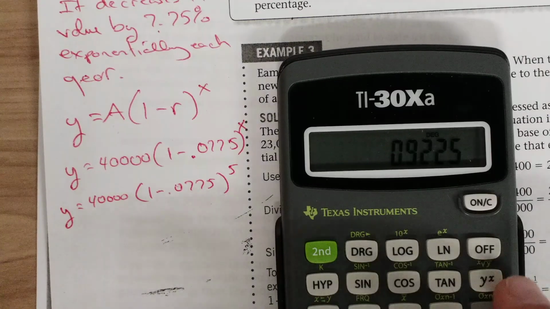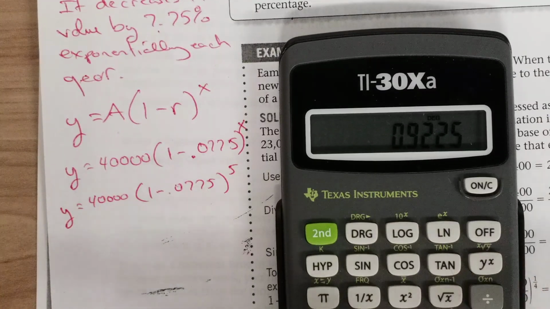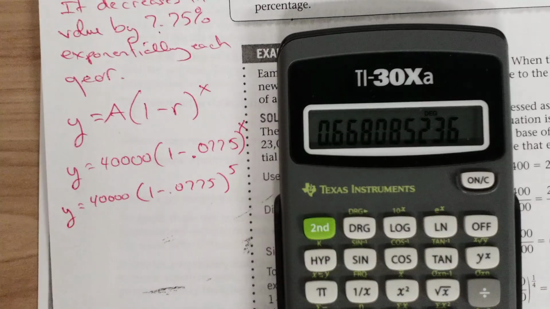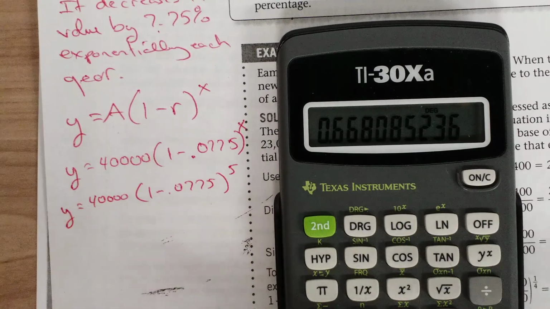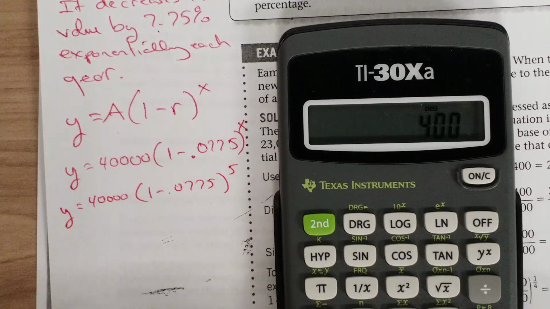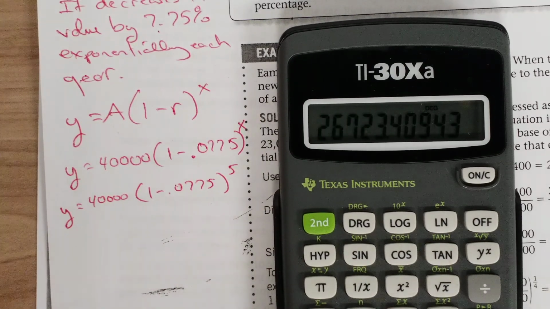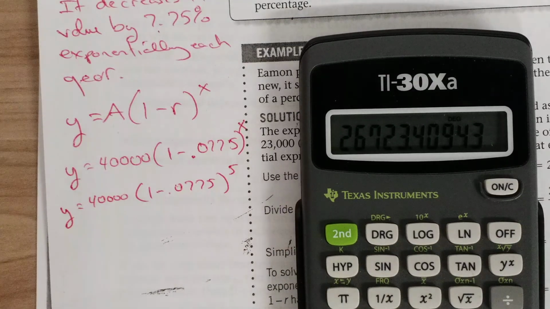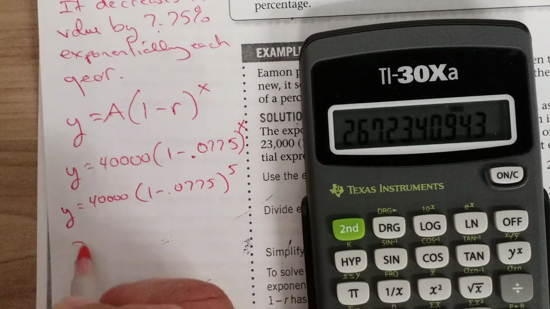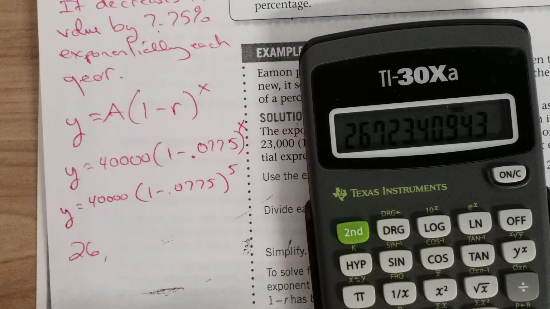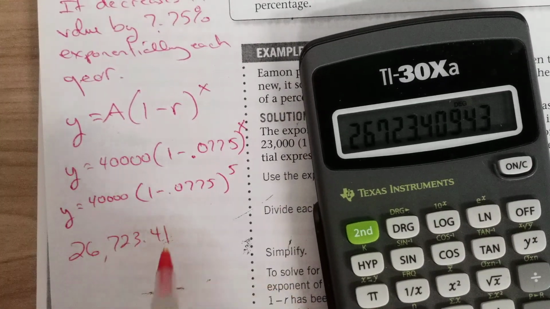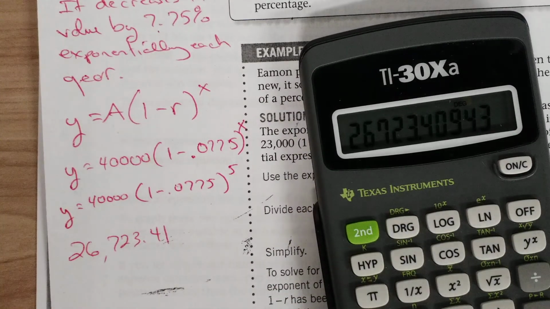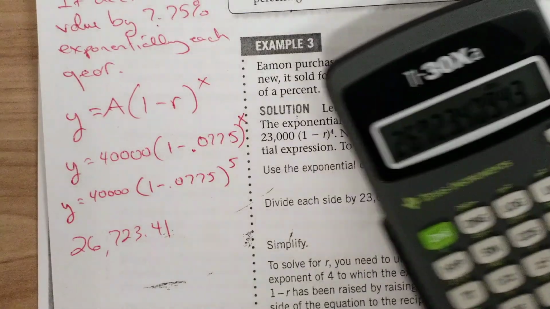To the 5th power, I hit the y to the x button, and I get this decimal 0.66808. And now I'm going to multiply that times 40,000 without taking that number out of my calculator. So there it is. The value after 5 years would be $26,723.41. So that's how you can see, if you know the rate that it depreciates at, you can find the value after X number of years.